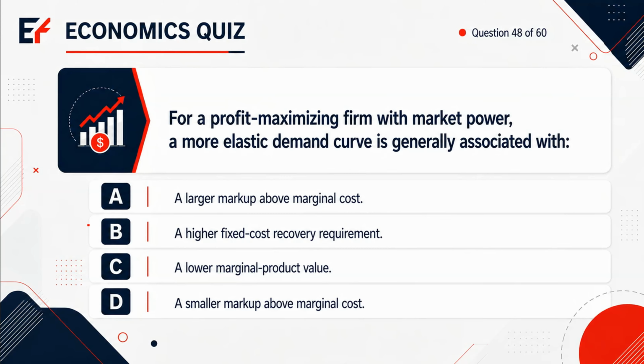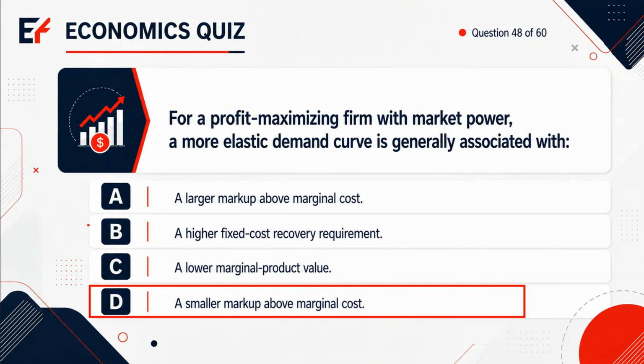Question 48. For a profit-maximizing firm with market power, a more elastic demand curve is generally associated with: A. A larger markup above marginal cost, B. A higher fixed cost recovery requirement, C. A lower marginal product value, D. A smaller markup above marginal cost. The correct answer is D.